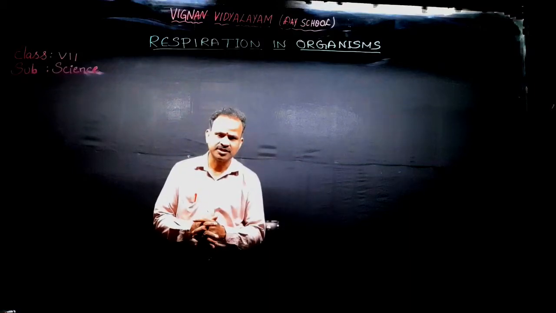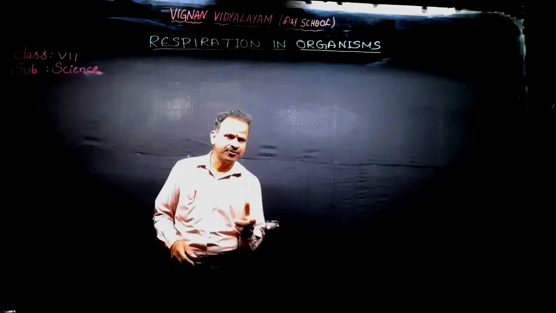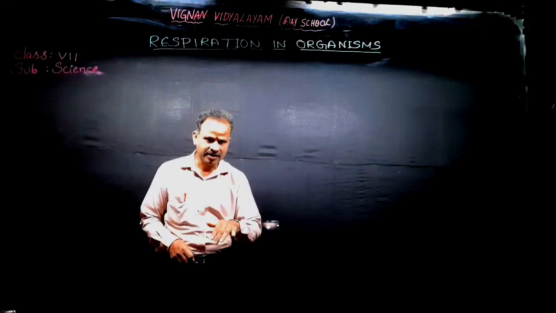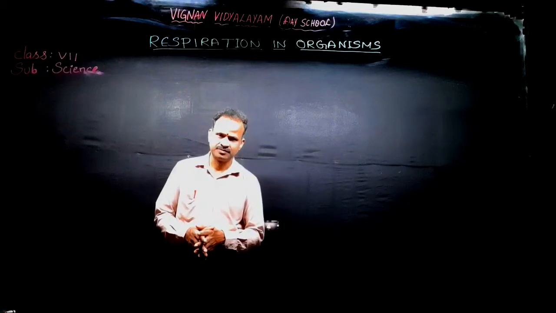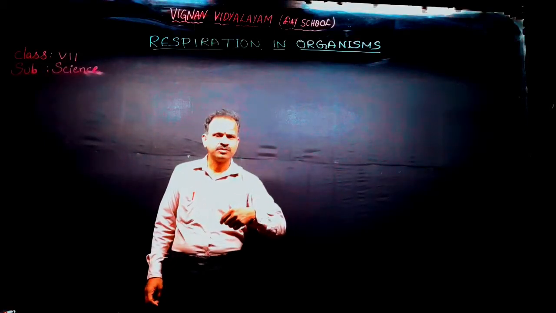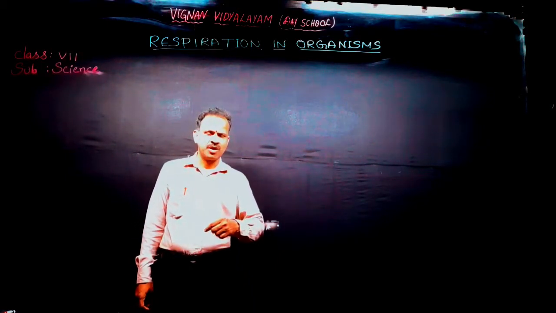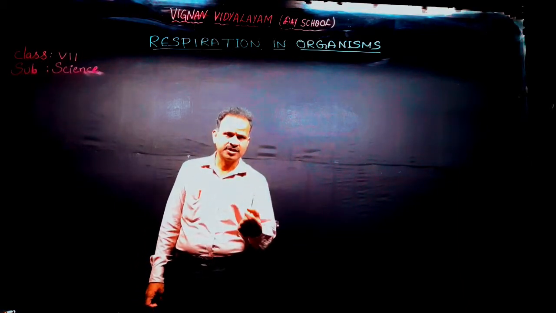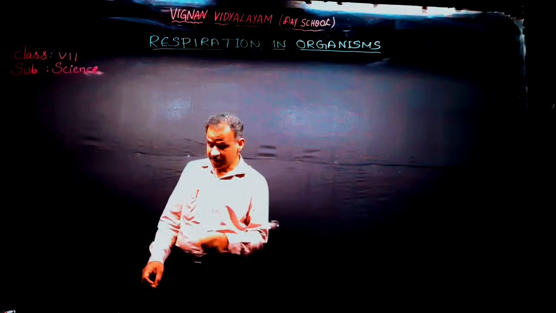Taking in of oxygen and giving out of carbon dioxide with the help of the respiratory system is called respiration, or inhaling and exhaling the air is called respiration. How the air enters into the respiratory system from the atmosphere, and how the air comes out of the respiratory system, is called the respiratory mechanism.